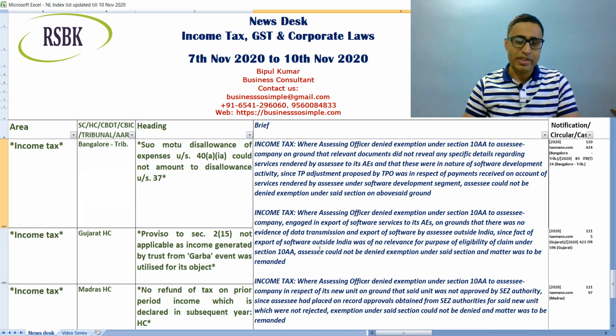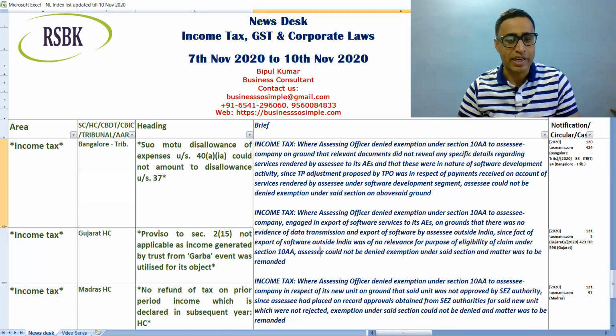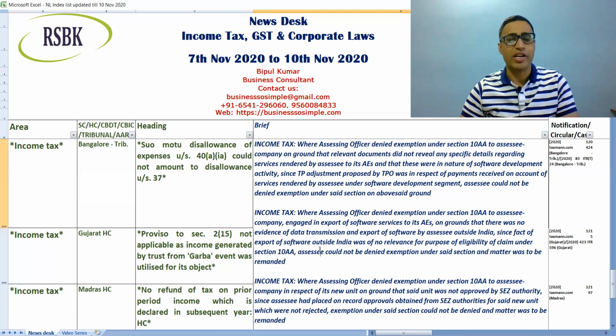Where the assessing officer denied exemption under section 10AA to the assessee company engaged in the export of software services to its associated enterprise on the ground that there was no evidence of data transmission and export of the software by the assessee outside India, since the fact of export of the software outside India was of no relevance for the purpose of eligibility of the claim under section 10AA, the assessee could not be denied exemption under the said section and the matter was to be remanded.